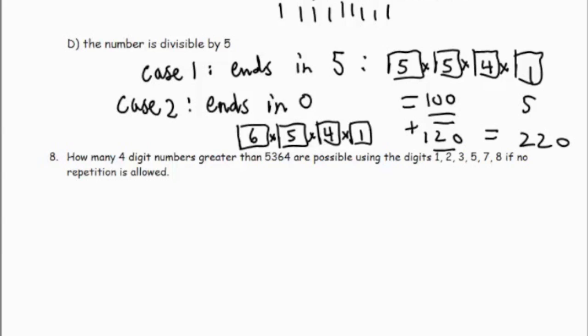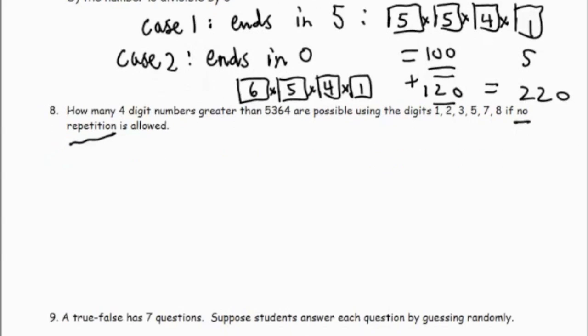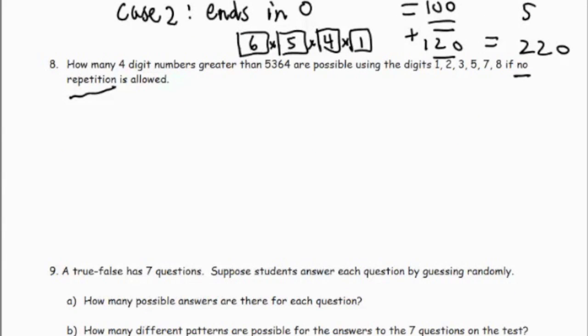All right, how many 4-digit numbers greater than 5,364 are possible using these 6 digits if no repetition is allowed? Pretty crazy question here. We'll thank Miss Jameson for that one. As we take a look at this, we are going to need some cases. We're looking at the lead numbers. Nice thing Miss Jameson did for us is we don't have the number 0 in here, so we don't have to worry about cases where it could be starting with 0.